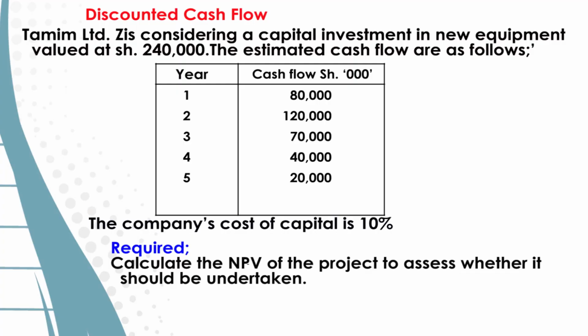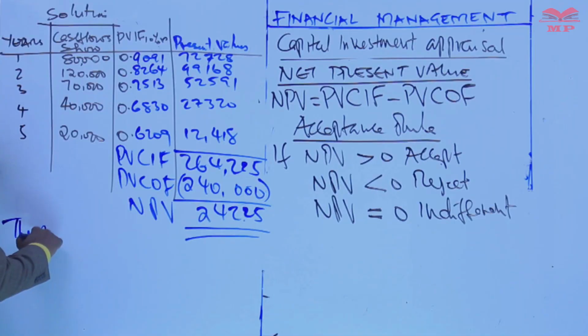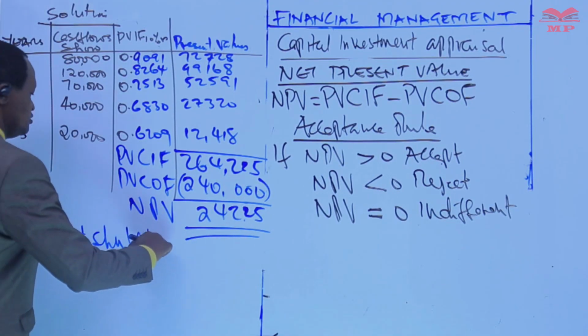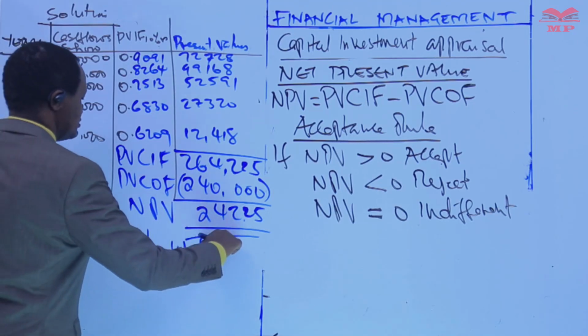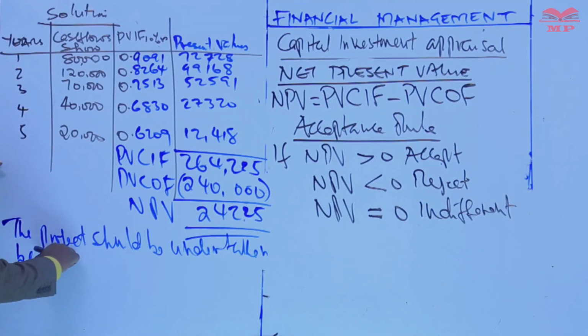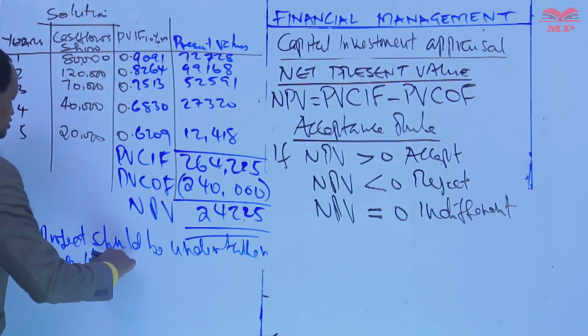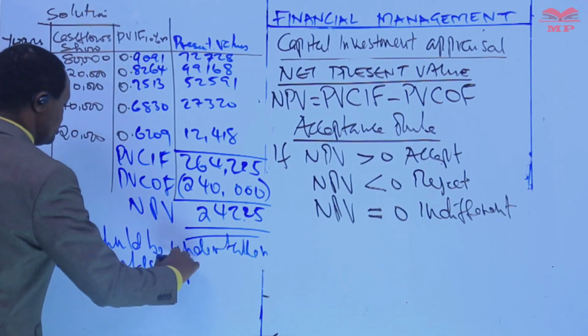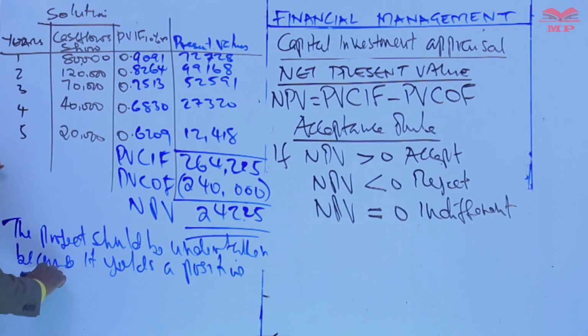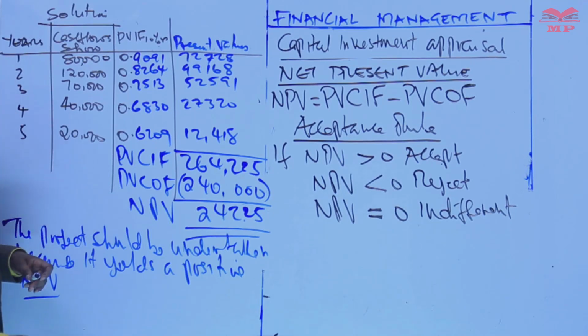Calculate the NPV of the project to assess whether it should be undertaken. So the advice here: the project should be undertaken because it yields a positive NPV. That is the reason why the project should be undertaken. Accept the project.